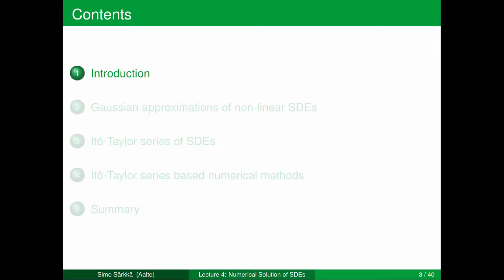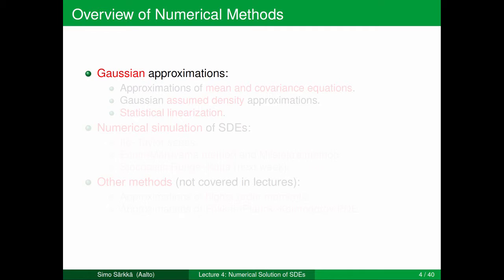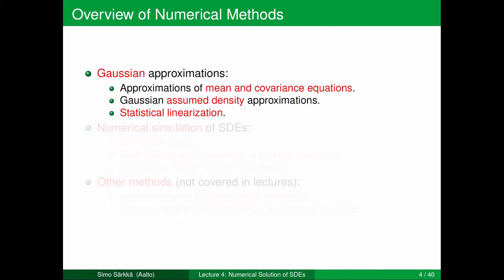Let's now start with the introduction to basic ideas behind the numerical methods. Gaussian approximations are based on approximating the mean and covariance equations of nonlinear SDEs that we already considered during the last lecture. To make them practical, we need to do something called Gaussian assumed density approximation. This is because the expectations involved in the mean and covariance differential equations cannot be computed without knowing the probability distribution of the state, and because we don't know it, we need to approximate it, and one way is to use Gaussian approximations. Statistical linearization is also related to these approximations of SDEs.